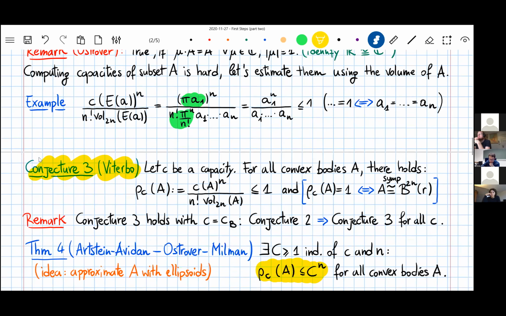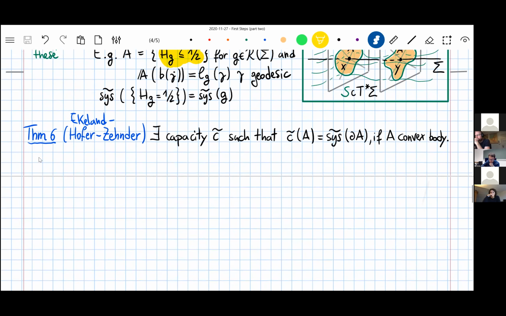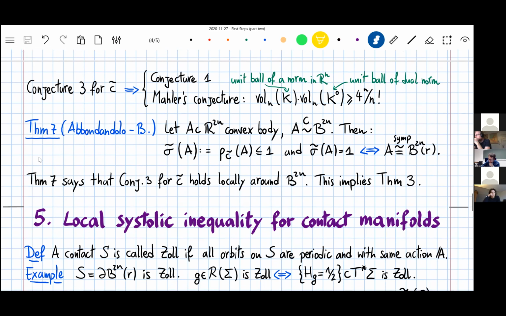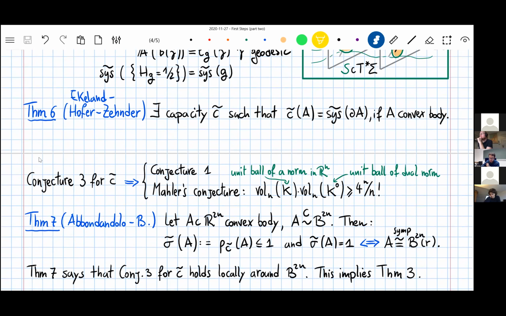And also this conjecture 3 for C tilde has a relation to another important conjecture in convex geometry called the Mahler conjecture. Basically this gives us a bound on the volume of the unit ball for norms.